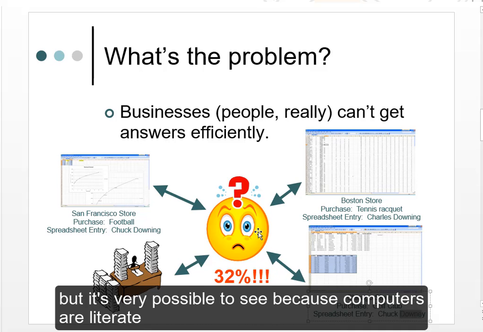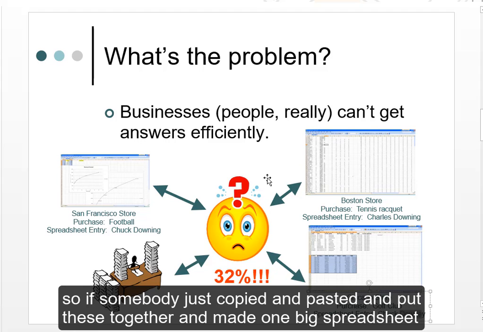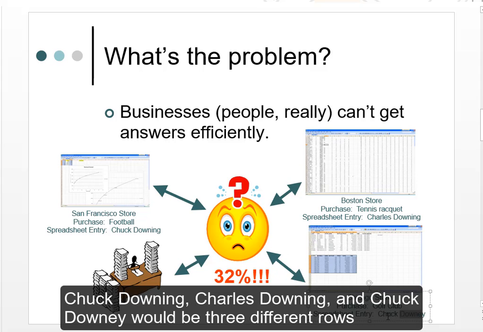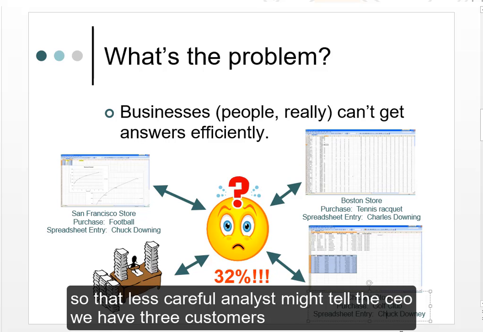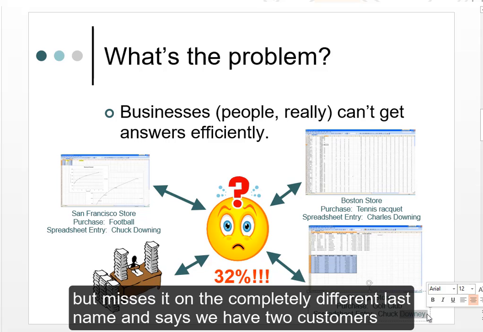But it's very possible to see, because computers are literal, meaning if one character is off, a computer says that's a different thing. So if somebody just copied and pasted and put these together and made one big spreadsheet, Chuck Downing, Charles Downing, and Chuck Downey would be 3 different rows. So that less careful analyst might tell the CEO, we have 3 customers. And you could, of course, get something in the middle where somebody recognizes that Chuck and Charles are the same, but misses it on the completely different last name and says, we have 2 customers.